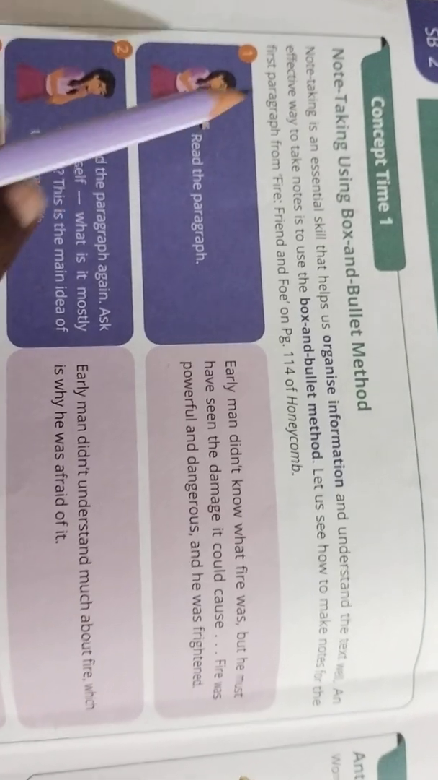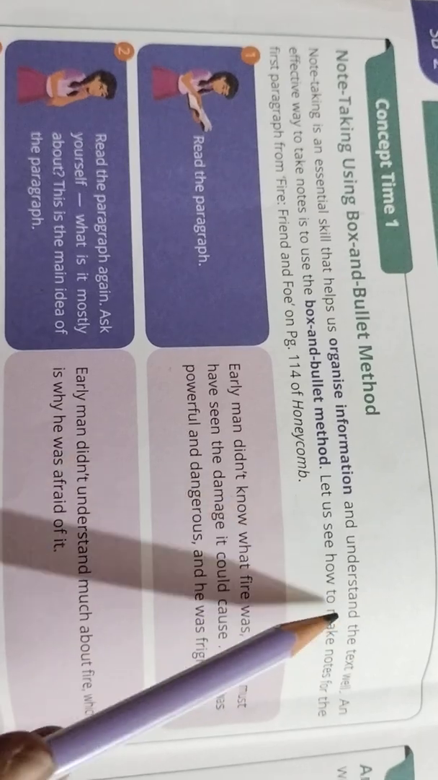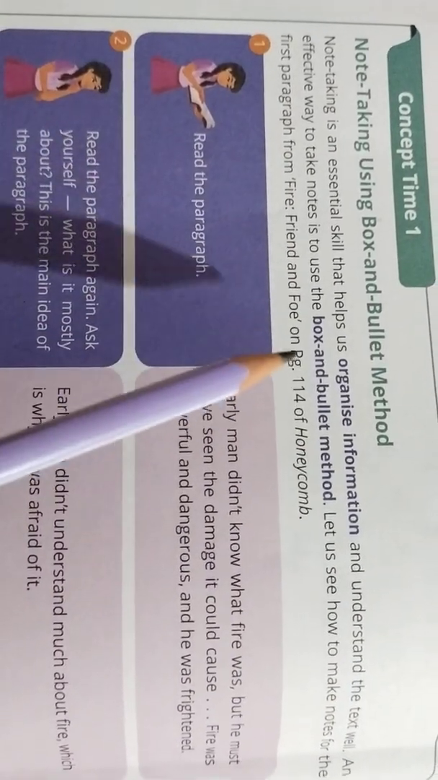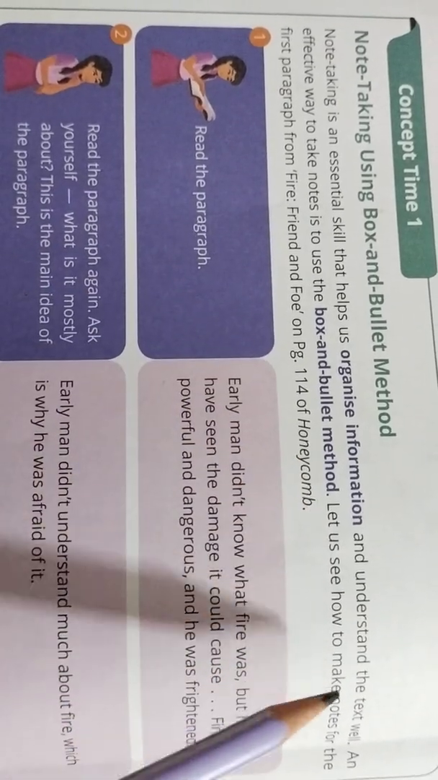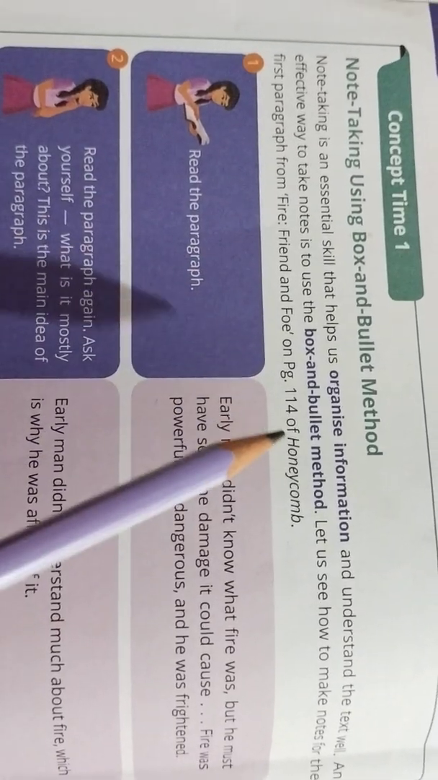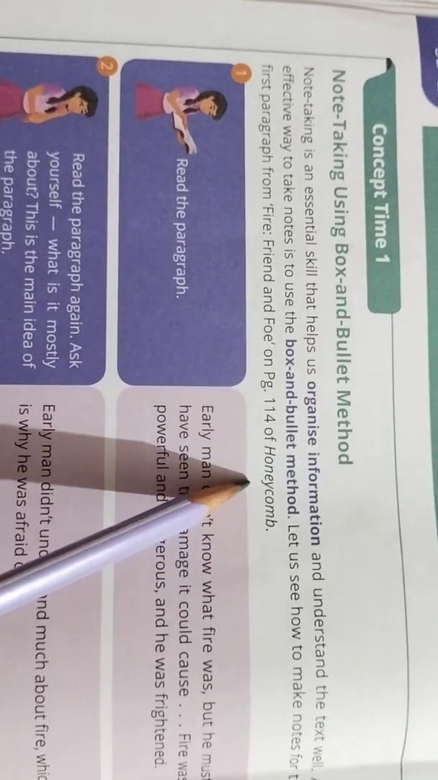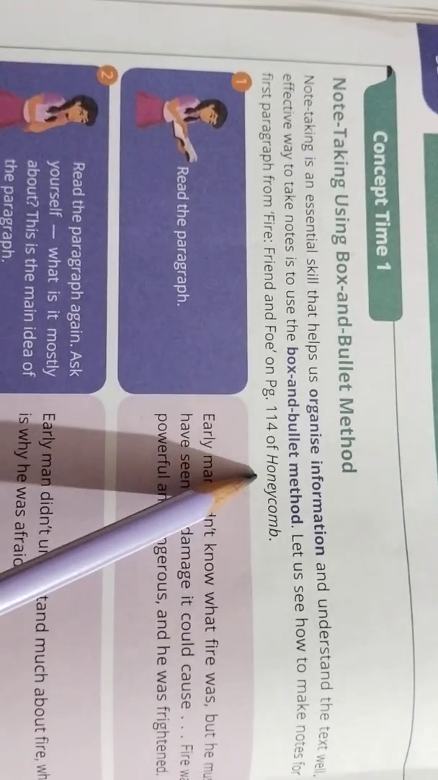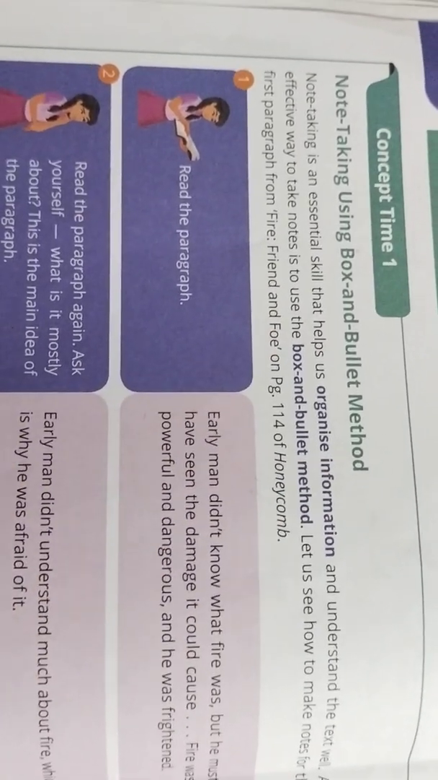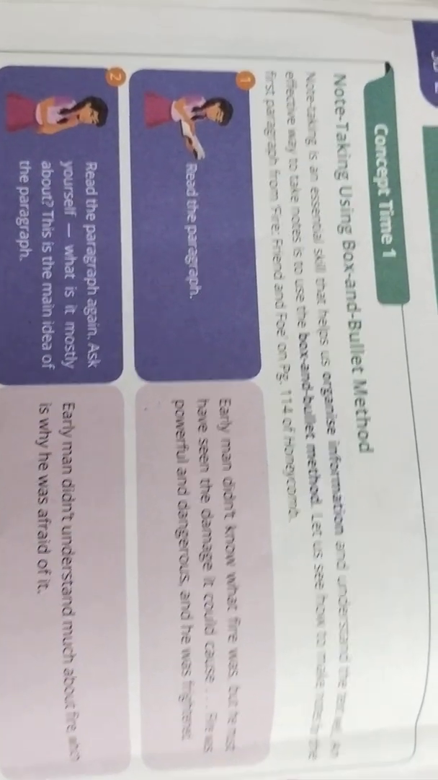Same like that. Note taking is an essential skill that helps us organize information and understand the text well. An effective way to take notes is to use the box and bullet method. So let us see how to make notes for the first paragraph from Fire, Friend and Foe on page 114 for honeycomb. We have already read this content, honeycomb. So we all know that the content is about fire, isn't it? So here what you have to follow is, there are 5 steps to follow. So how many steps? 5 steps.